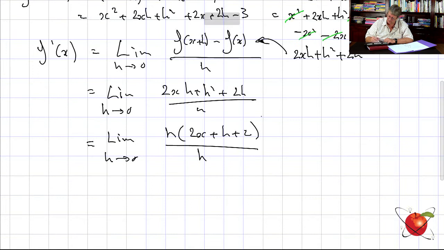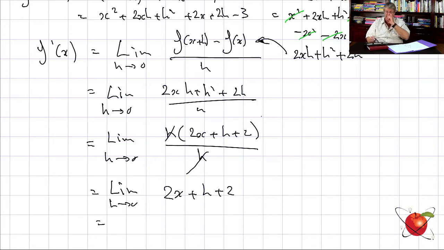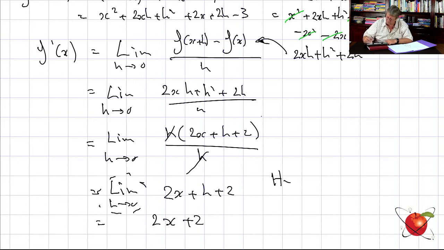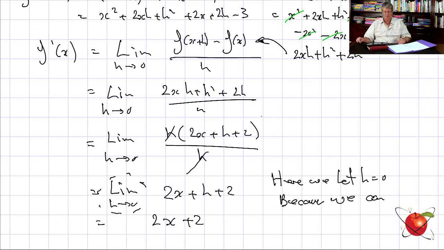Here we go, and we say this is the limit as h tends to 0. The h cancels out of 2x plus h plus 2, and now I can put h in as 0, which is equal to 2x plus 2. I have done this job now. Here, we let h equal 0. Why? Because it's legal. Because we can. We're not defying any mathematical laws. We are just saying, I can let h equal 0 at that point.